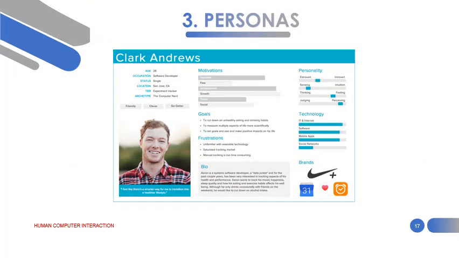So this is an example of a persona with a man called Clark Andrews. You see that you're giving detailed information about a particular person, not the role of the person. So it's taking it from the point of view of a particular person and how the person would use the software.